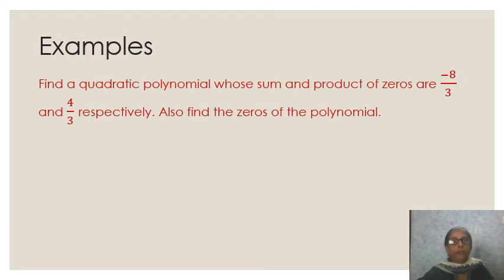Now, based on what you have learned just now, we are going to do a problem. We'll take the example to find a quadratic polynomial whose sum and product of zeros are minus 8 by 3 and 4 by 3 respectively. So what are these minus 8 by 3 and 4 by 3? They are the sum and product of zeros. Sum is minus 8 by 3 and product is 4 by 3. That is, alpha plus beta is minus 8 by 3 and product alpha beta is 4 by 3. Now you are asked to find out a polynomial which will fit in this. Okay? And also find the zeros of the polynomial. See how to do it.